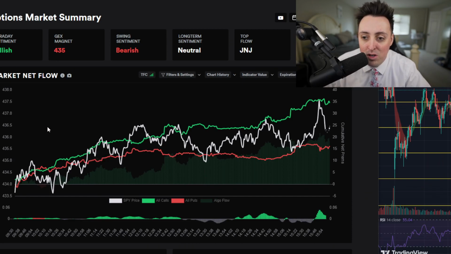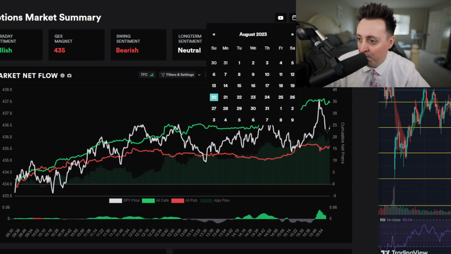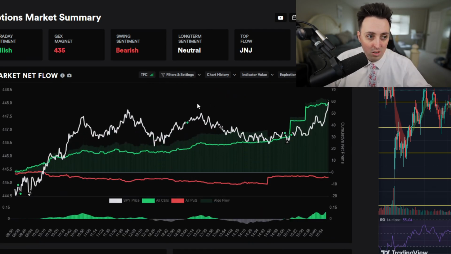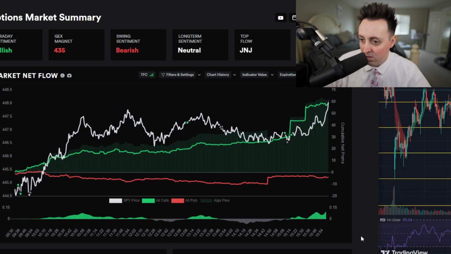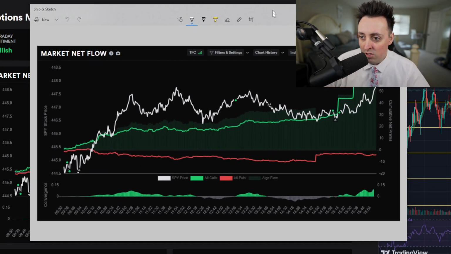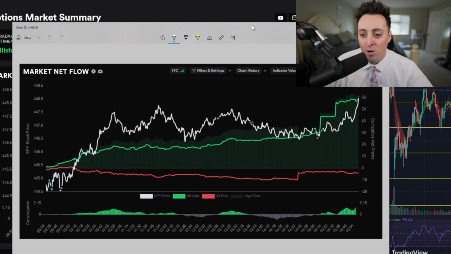Okay, so what you see here on the screen is the market net flow chart. Obviously, it tells us what is in the lead here between calls and puts, bulls and bears. This is Friday's chart, so we're going to go back to Monday, the 14th. So this is Monday the 14th. It looks phenomenal, actually. So I think Monday was one of the best days for convergence. So I'm going to take a screenshot of that, pull it on over here like I always do.